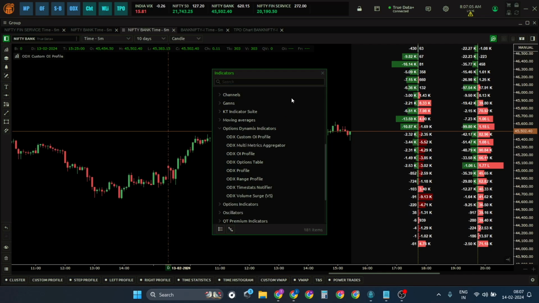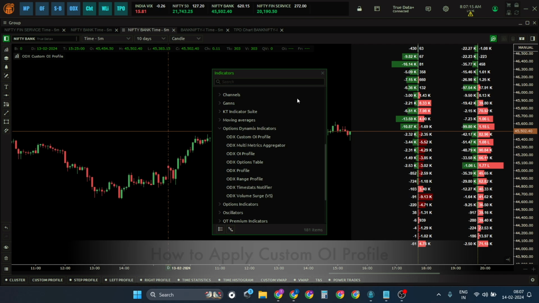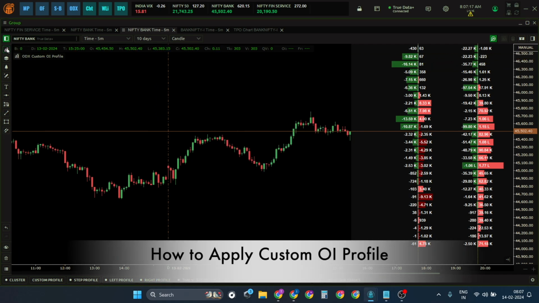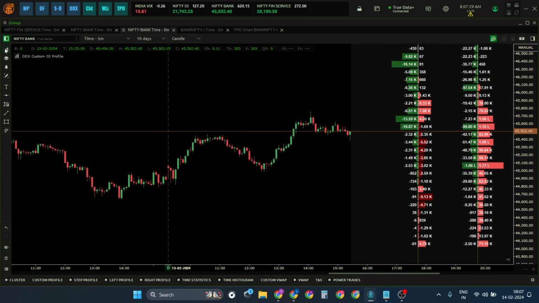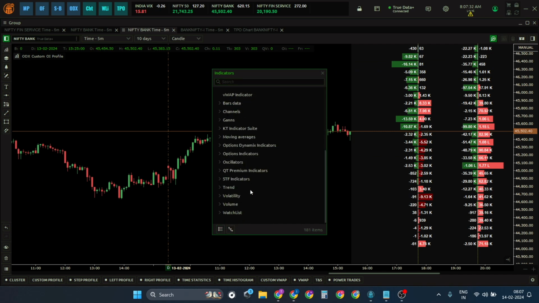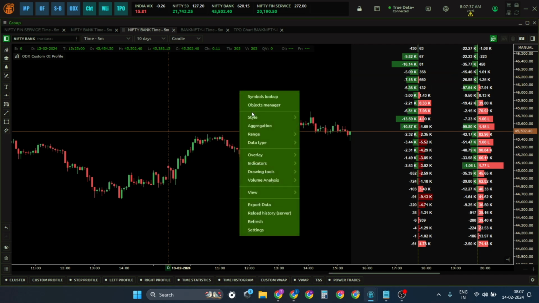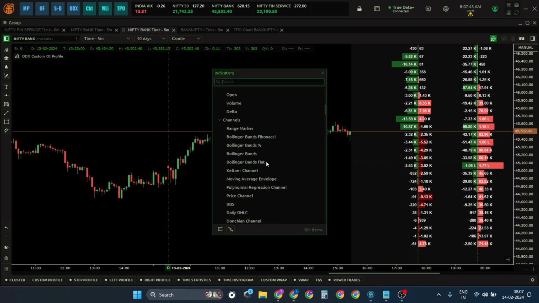So first, how to apply this indicator. We have different sorts of indicators, but in this video we're going to talk about the ODX Custom OI Profile. To apply it, simply click on Indicators, search for ODX, and double click on ODX Custom Profile. Or, as I have shown, you can click here and expand this. The other way is to right click on the chart, go to Indicators, click Add Indicator, and follow the same procedure. Do whatever you are comfortable with.